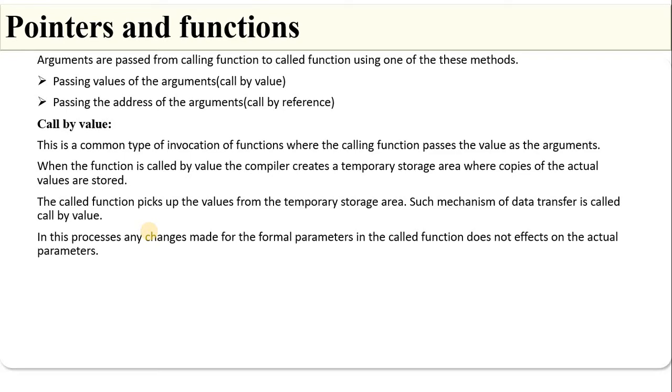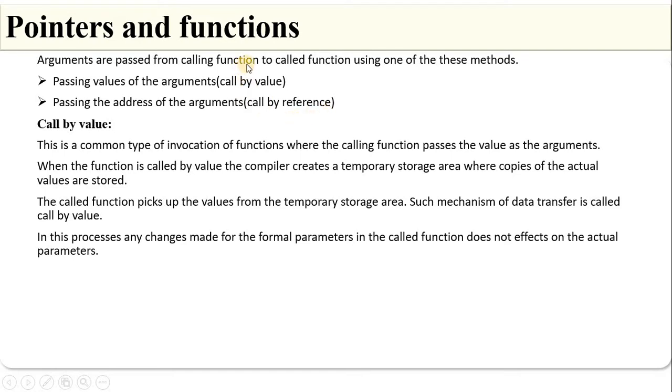Usually, the arguments are passed from a calling function to a called function using one of these two methods. First one is passing the values of arguments. If you pass the values, then it's called call by value. If you pass the addresses of the arguments to the called function, then it's called call by reference.